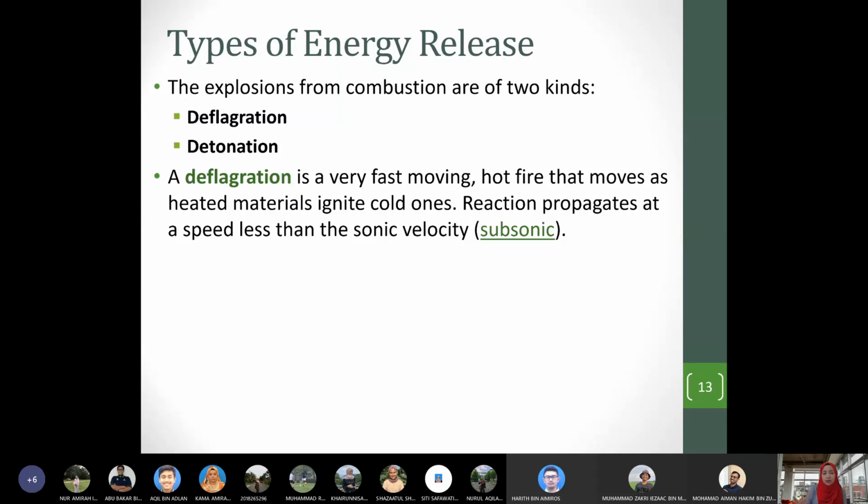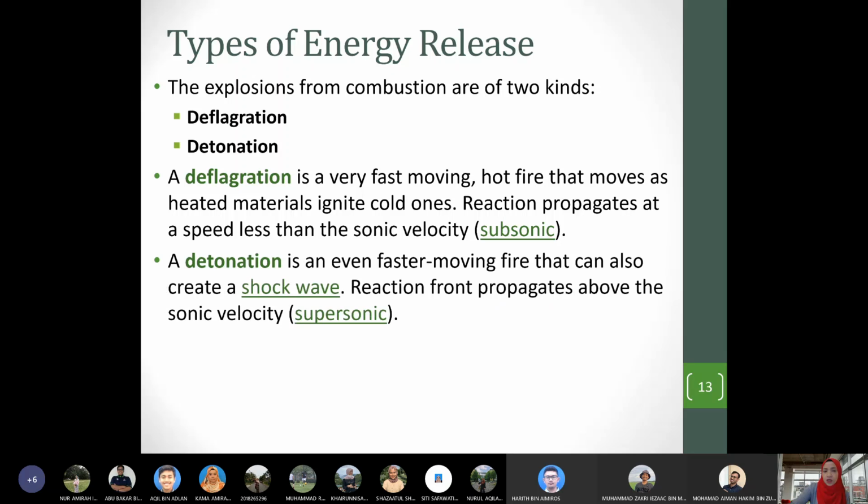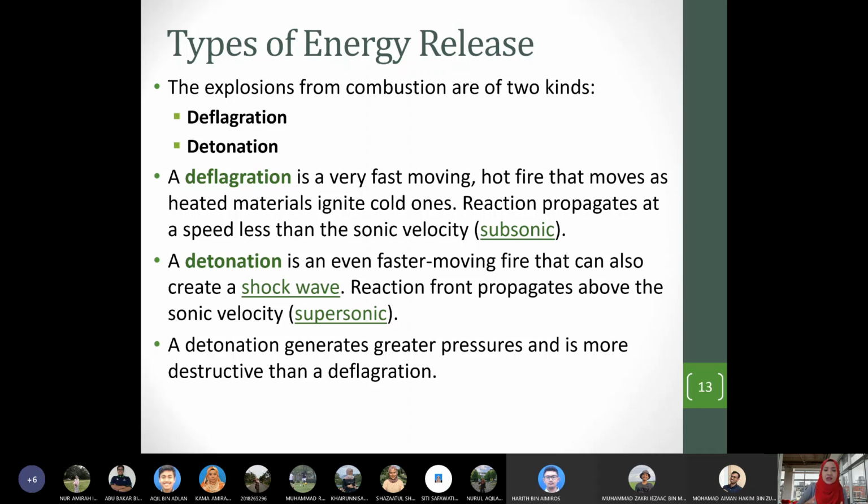The reaction will propagate really fast, but the speed is still less than the sonic velocity, meaning it's a subsonic speed. Whereas a detonation is even faster than deflagration. Not just that, it also creates a shock wave. Deflagration doesn't create a shock wave, but detonation does. The reaction front will propagate above the sonic velocity, therefore it moves at a supersonic speed. Because of that shock wave, detonation causes more damage to the surroundings. So detonation is more destructive than deflagration because of that pressure.